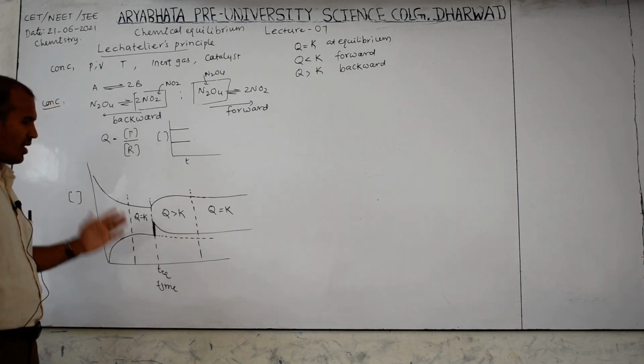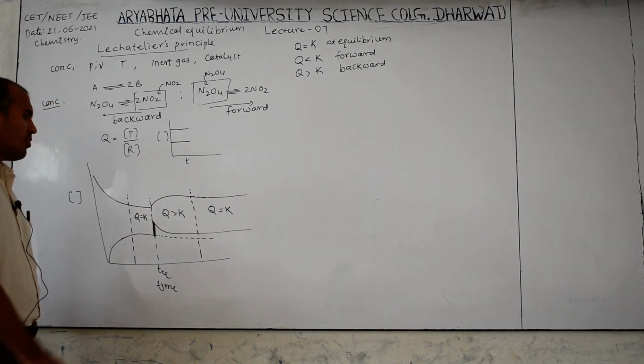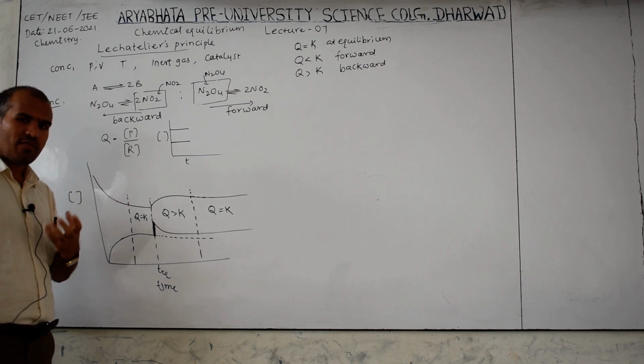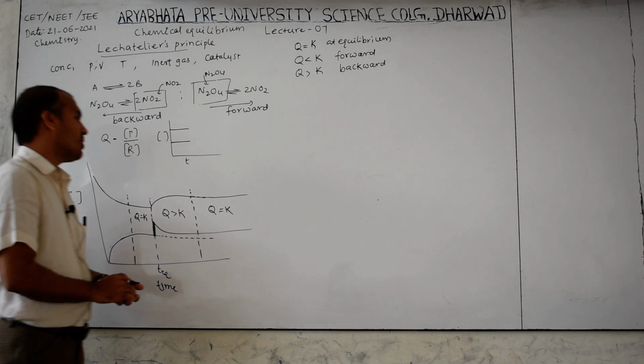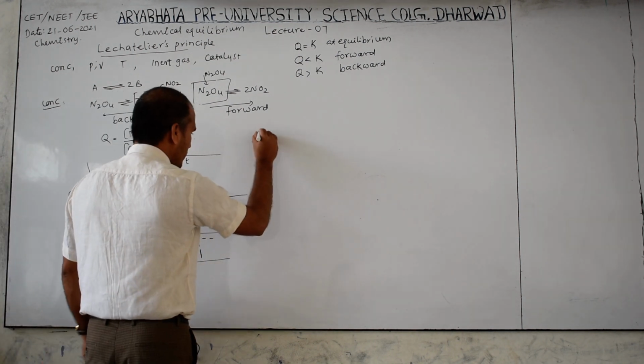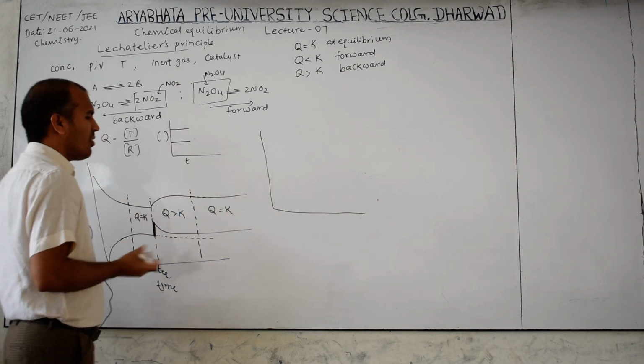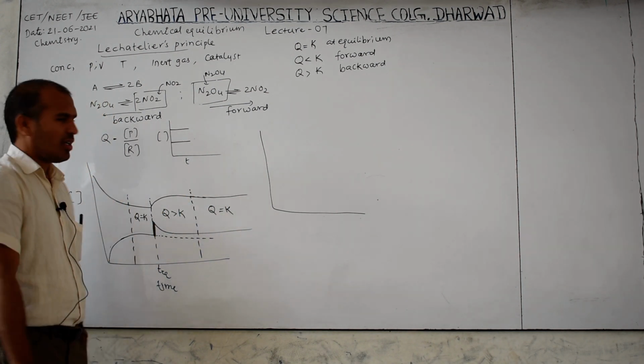I hope this is clear. These graphs are very important. In your textbook, with H2 plus I2 giving 2HI, one graph like this is given. You can read that, then you will understand. Based on this, graphs are very important for NEET and JEE Mains level. And at CET level, this type of graph will not be asked because these are somewhat difficult.